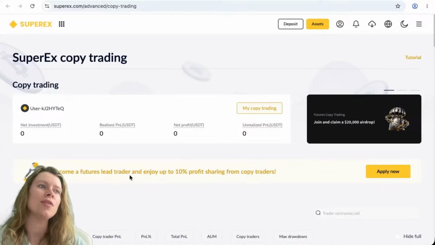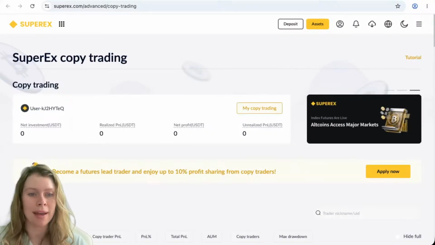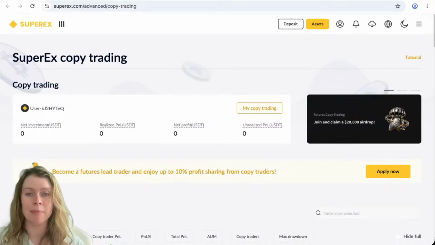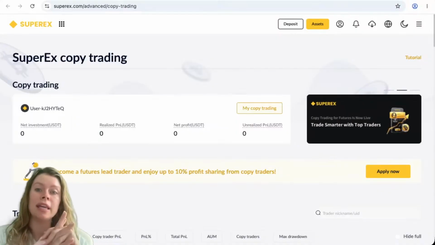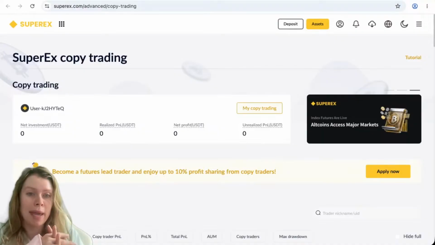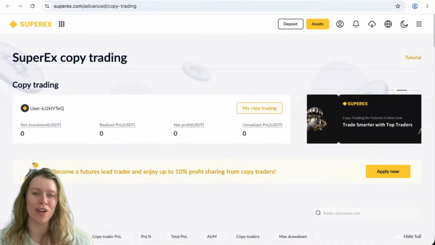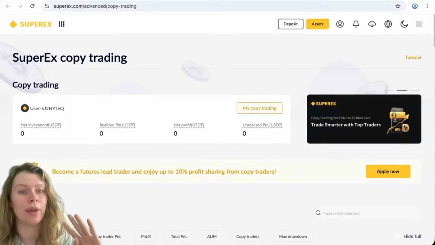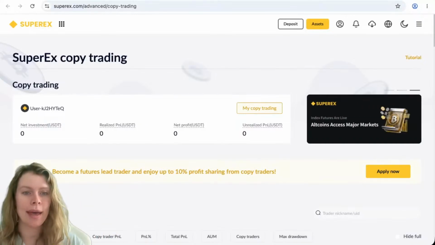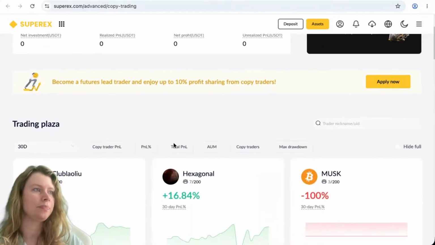Number 2, this yellow strip you see right here says, "Become future lead traders and enjoy up to 10% profit sharing from copy traders. Apply now." So SuperEx also allows you to flip the table. Become a lead trader yourself and earn up to 10% of every dollar your copiers make. We're not doing that today, but file that away for future knowledge if that's something you want to go to, okay?